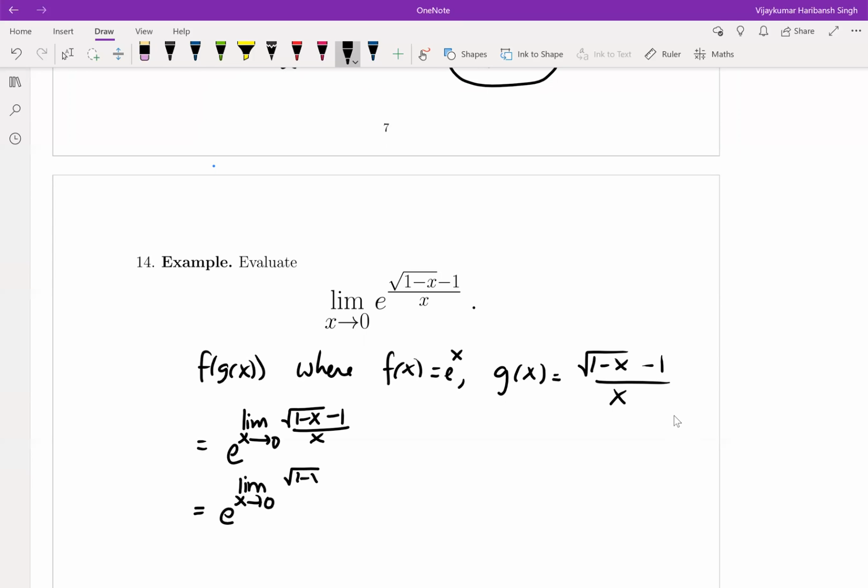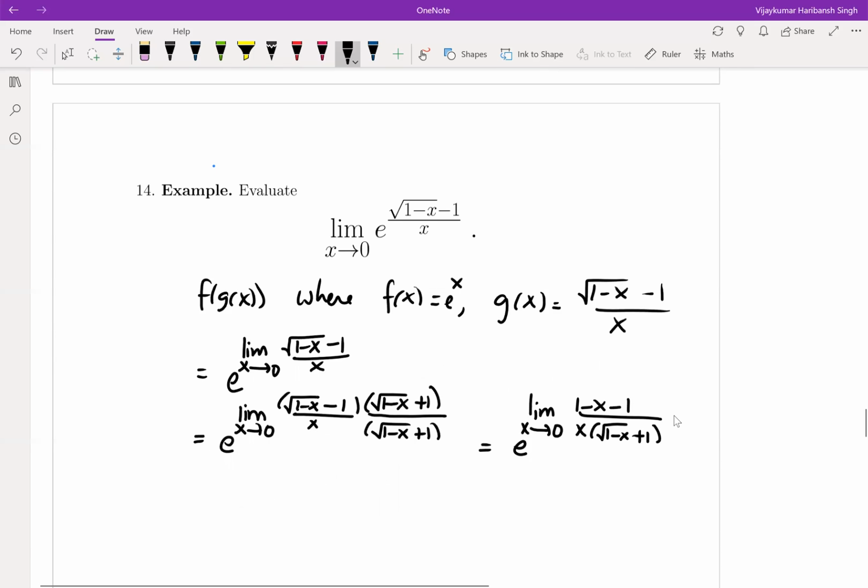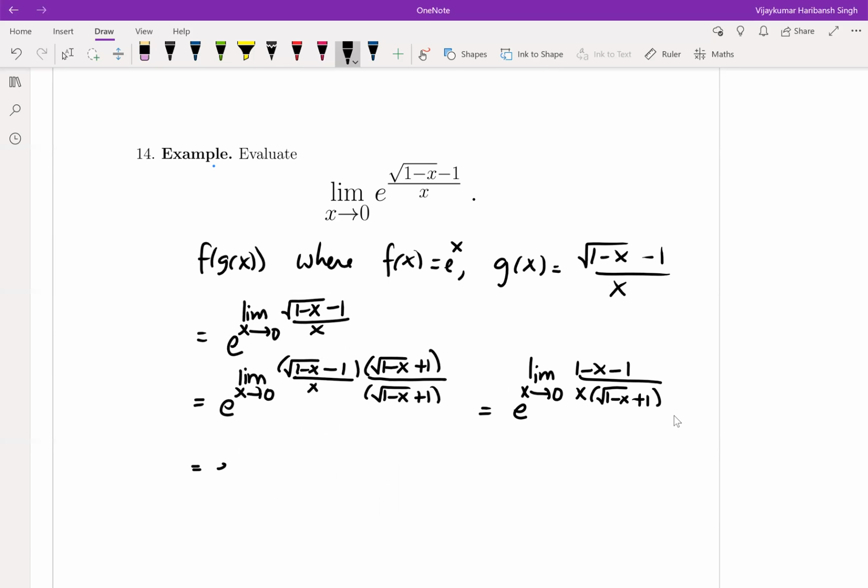You can rationalize it because it's 0 over 0 form. One minus x minus 1, because a minus b times a plus b is a squared minus b squared, over x times square root of 1 minus x plus 1. So the 1 and 1 will cancel and the x will cancel out. So this is the same as the limit as x goes to 0 of minus 1 over square root of 1 minus x plus 1. And as x goes to 0, that goes to minus 1 over 2. So this is the limit of this function.